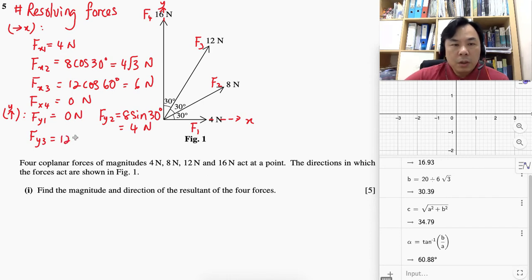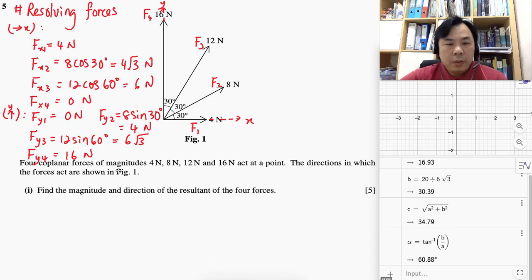So y3 is 12 sine 60, and then that would yield the 6 sec 3. Okay, and then finally I can work with my F4. F4 is the easiest one because there's only 16 units, and then that's it. Okay, so I hope that is clear at this point.